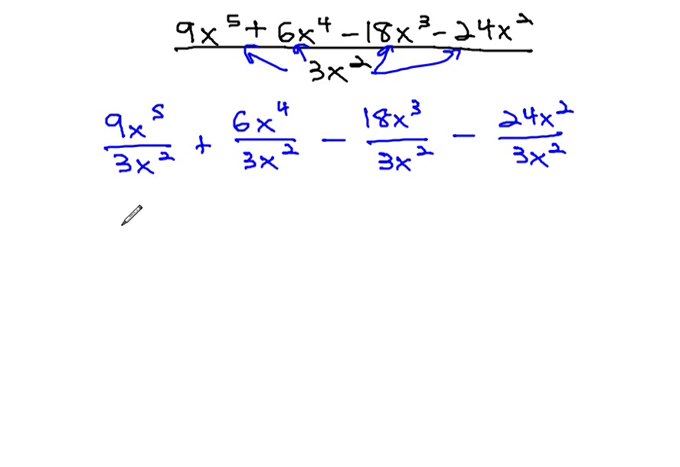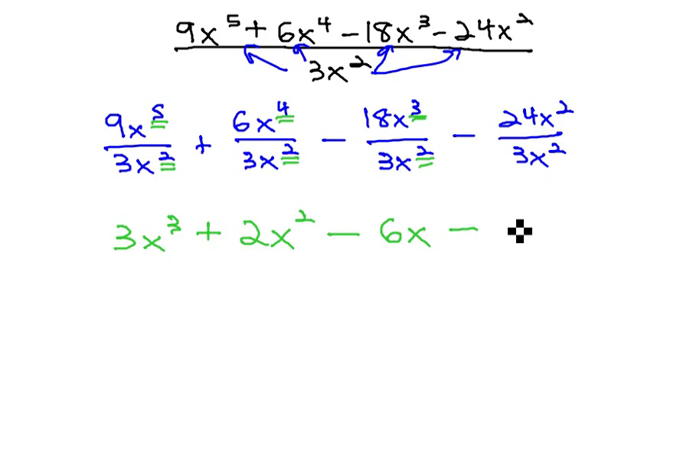9 over 3 reduces to 3, and then the quotient rule of exponents says we can subtract the exponents, 5 minus 2 to get 3. Plus, 6 over 3 reduces to 2, and then on the x's again we'll subtract the exponents, 4 minus 2 is 2. Minus 18 over 3 reduces to 6, and again on the exponents, we'll subtract them to get x to the 1st.